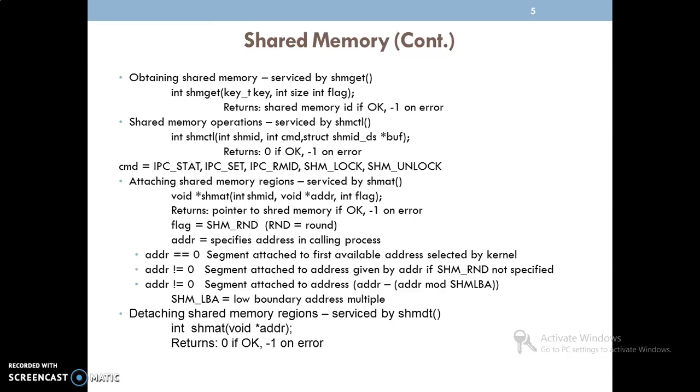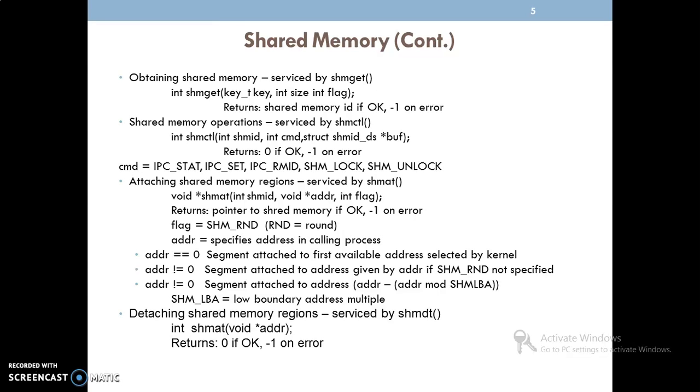Then the command values are: IPC_STAT, IPC_SET, IPC_RMID, then SHM_LOCK and SHM_UNLOCK. Here the first one, IPC_STAT, is where we fetch the detailed structure of the particular segment and store it in the structure pointed to by buf. It is an already existing one that we are fetching.